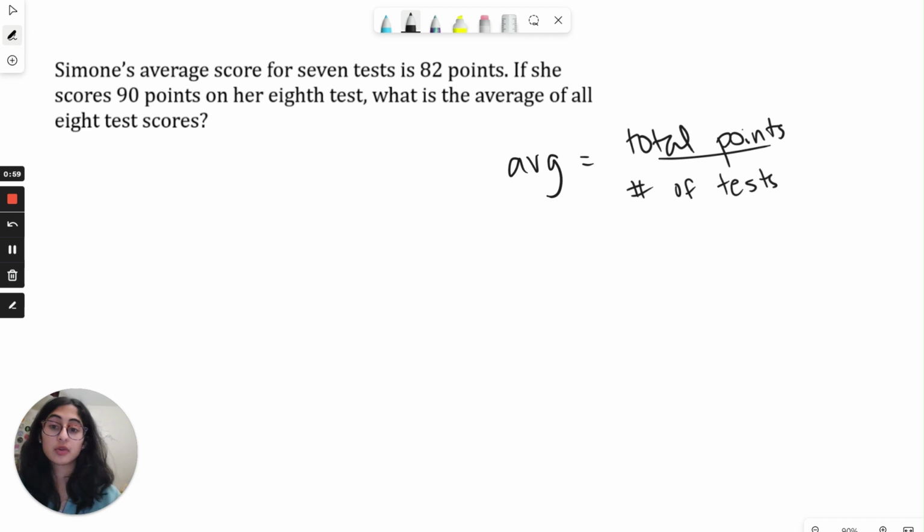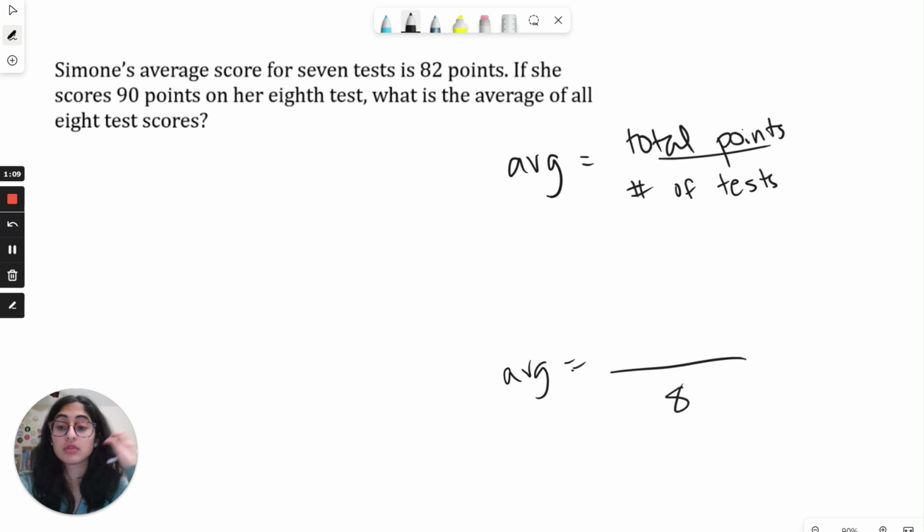So we're looking for the average of 8 tests. So we can first just fill out on the bottom, we have 8 total tests. But how do we find the number of total points Simone's gotten? Well, the number of total points is going to be all the points she's gotten for those first 7 tests plus 90 for the 8th test. So how many points did she get in those first 7 tests?